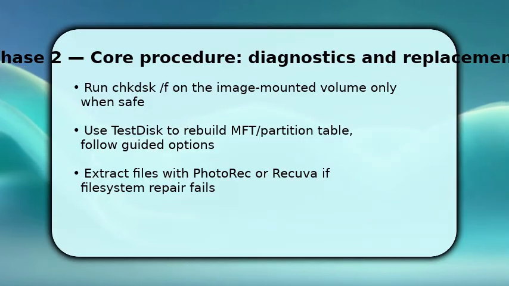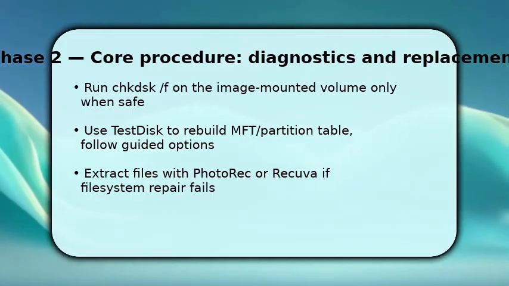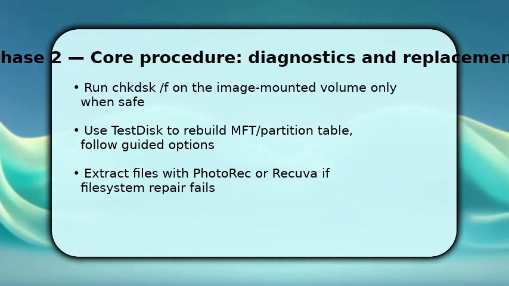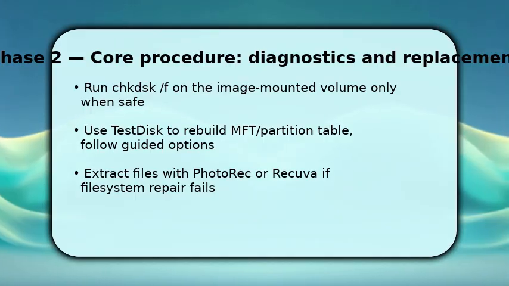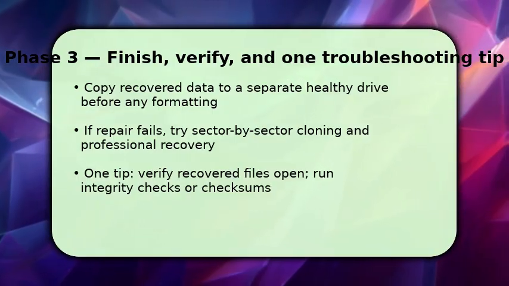If the file system is irreparable, extract files directly using PhotoRec or Recuva. These carve files by content, so you recover data even without a healthy file system. Once you have files recovered onto another drive, validate them, open documents and run checksums to confirm integrity.